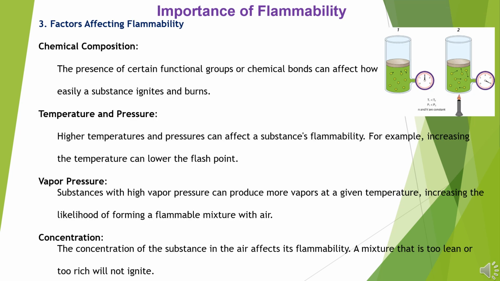3. Factors affecting flammability. Chemical composition. The presence of certain functional groups or chemical bonds can affect how easily a substance ignites and burns. Temperature and pressure. Higher temperatures and pressures can affect a substance's flammability. For example, increasing the temperature can lower the flash point.